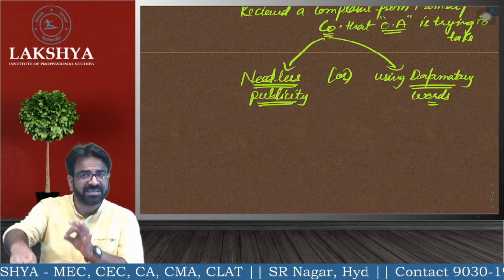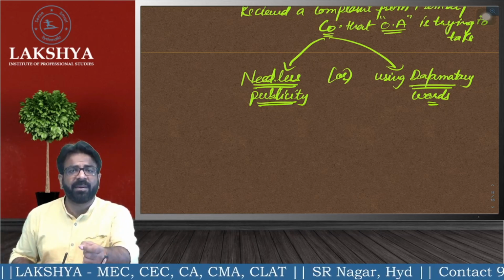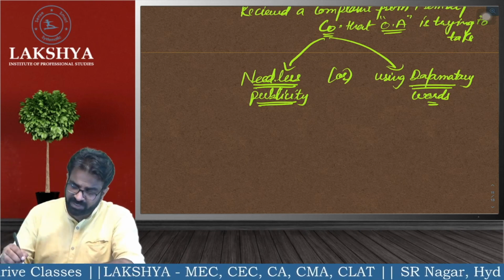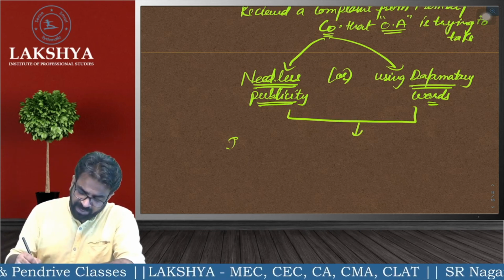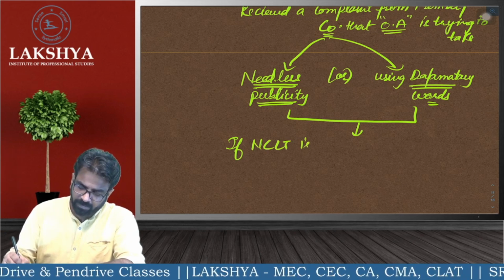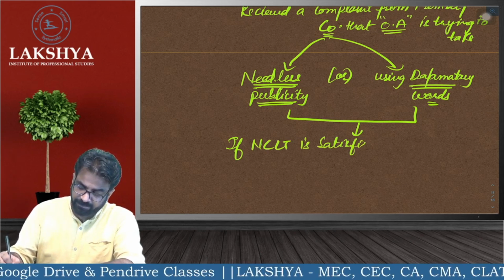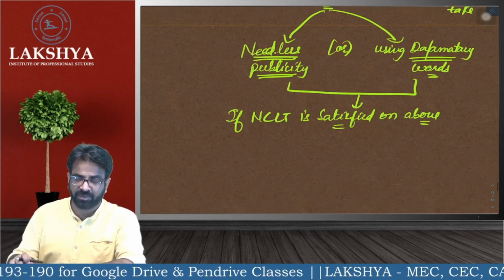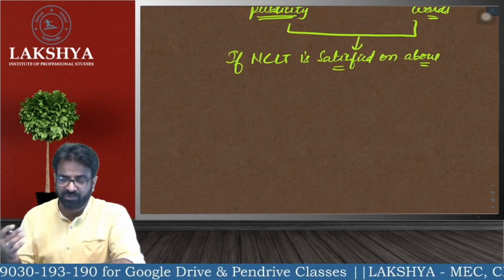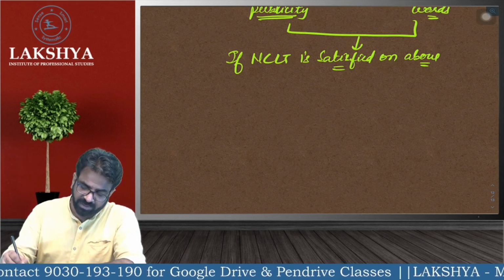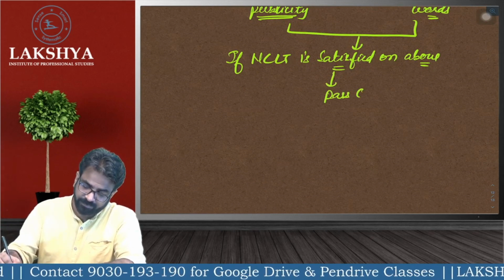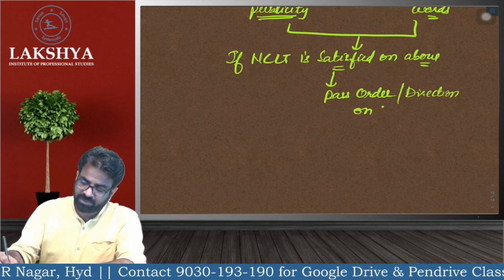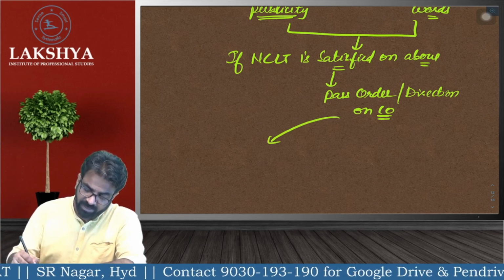If the NCLT feels on its own, or the member or the company feels that via this letter this person is trying to take needless publicity or use defamatory words, then what will happen? If NCLT is satisfied on the above, and also feels that yes, this person is misutilizing this opportunity of being heard, then NCLT will pass an order or directions on the company. So what kind of order or directions will be passed on the company?